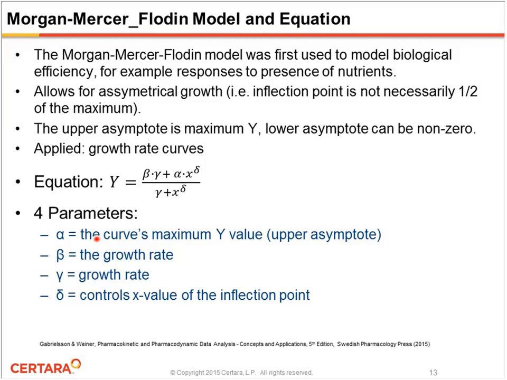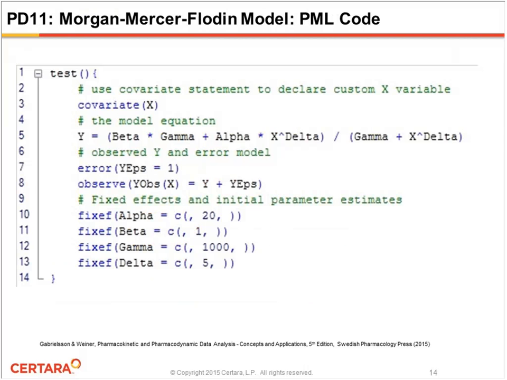The parameters here are alpha, the curve's maximum value, beta, the growth rate, gamma, a second growth rate, and then delta controls the x value of the inflection point. Okay. The Mercer Flodin model in PML code with associated equation.